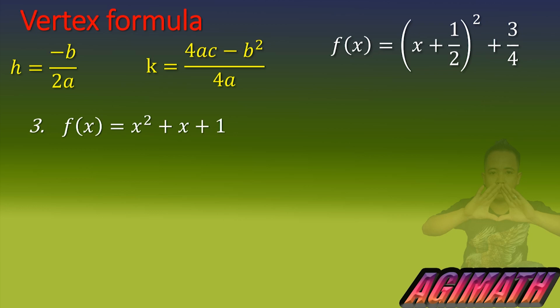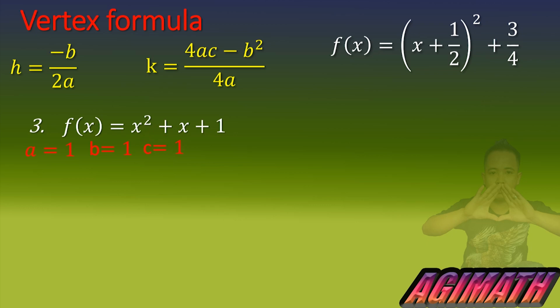I also flashed the expected answer based on the previous slide. So this is the answer that we got on the previous slide, so we expect that we will also get the same answer. So first identify the values of a, b, and c. So a equals 1, b is equal to 1, and c is equal to 1.